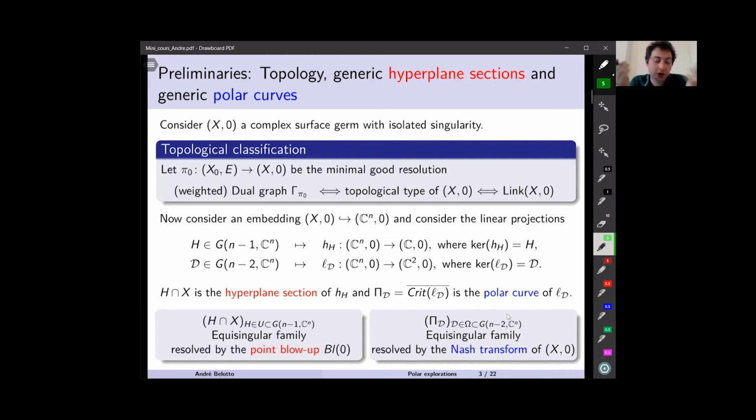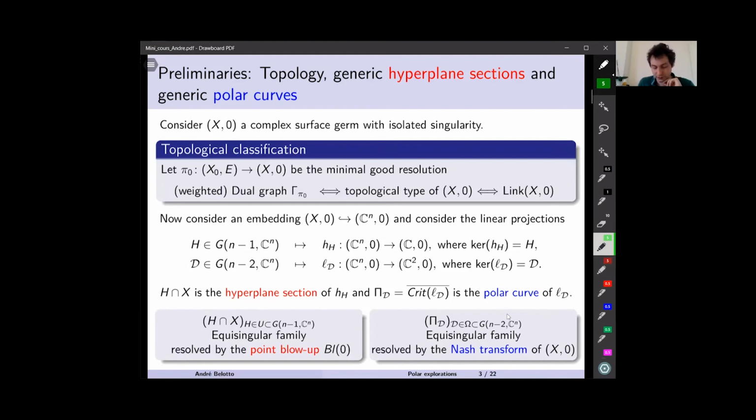We can always consider locally an embedding of X0 in Cn and consider linear projections, either over C or over C2, and we can parameterize them via the Grassmannian. If I take the kernel of the linear projection over C, then the intersection with X is what we call a hyperplane section, and generically this is going to be a curve. Moreover, for the projections over C2, outside of the singular point this is a map between smooth spaces.